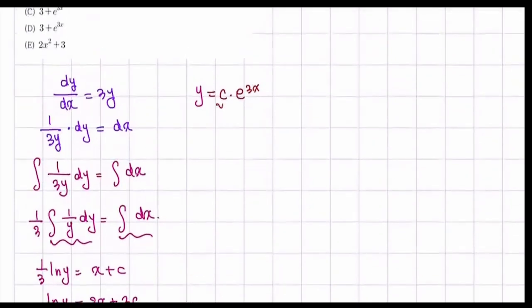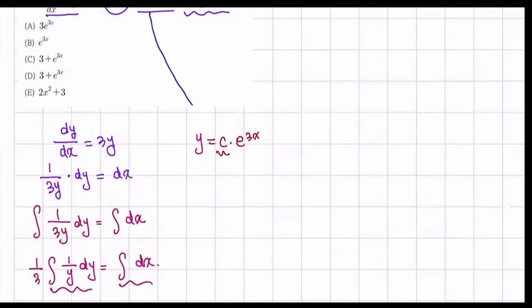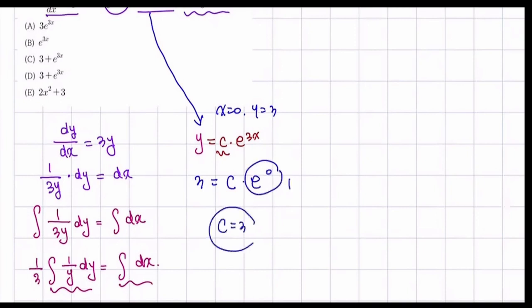To find this constant, you should plug in this value instead of x and y. x equals 0, y equals 3. Plug in this value: 3 equals c times e to the power of 0. This is 1, so c equals 3. Plug in this value again: y equals 3 times e to the power of 3 times x. So the answer is A.